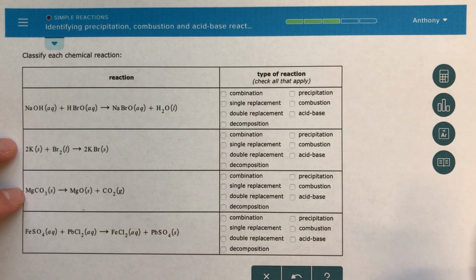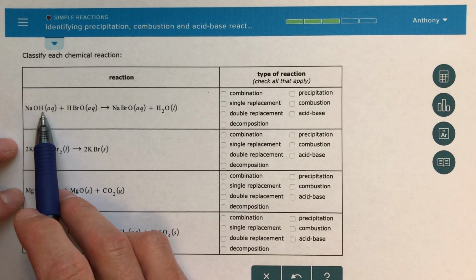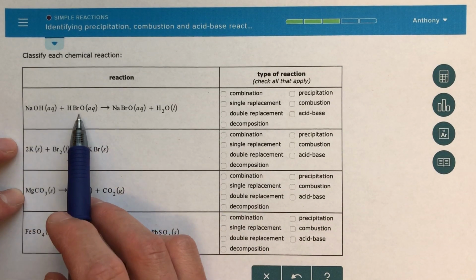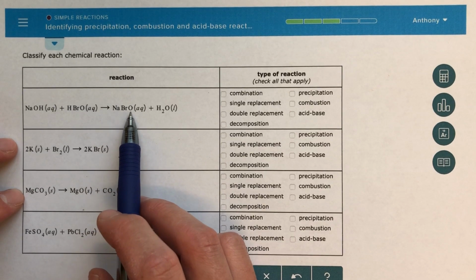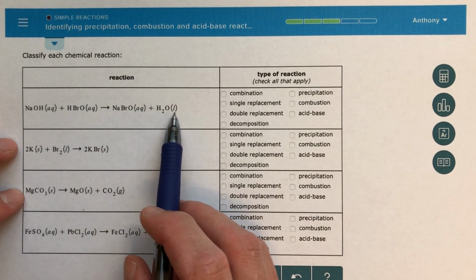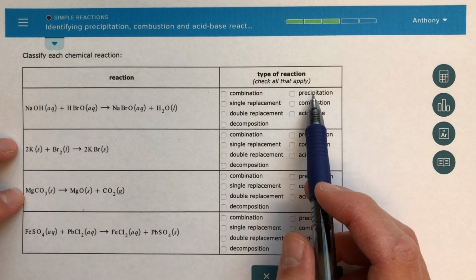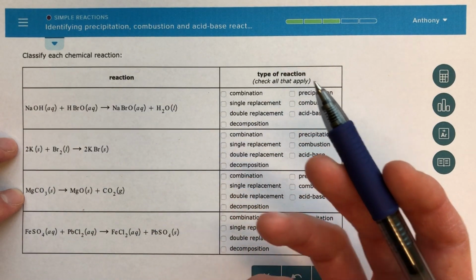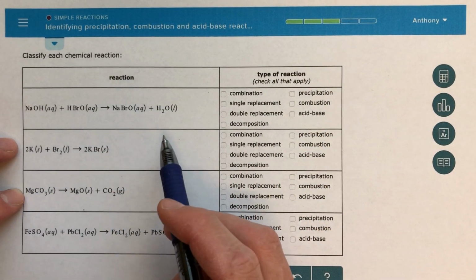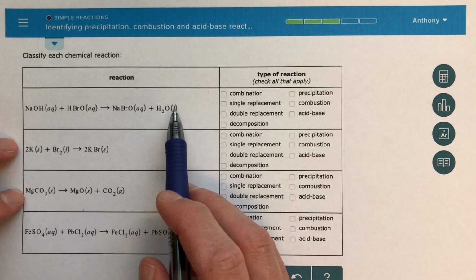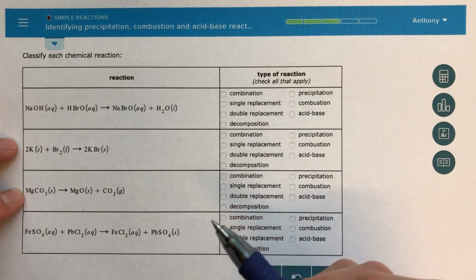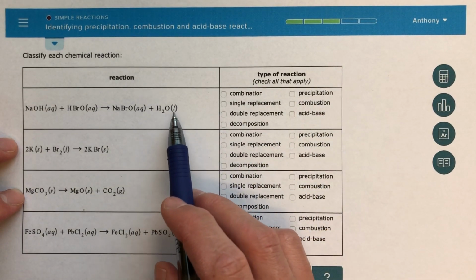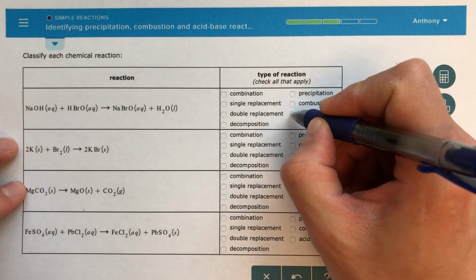So over here, this first one, we've got sodium hydroxide plus HBrO aqueous going to sodium BrO aqueous plus H2O liquid. So it's not a precipitation reaction. It seems similar to a precipitation reaction because we're sort of switching things around, but we're not forming a solid. Precipitation means that we would have to form a solid. The fact that we're forming water is telling me that this is an acid-base reaction.